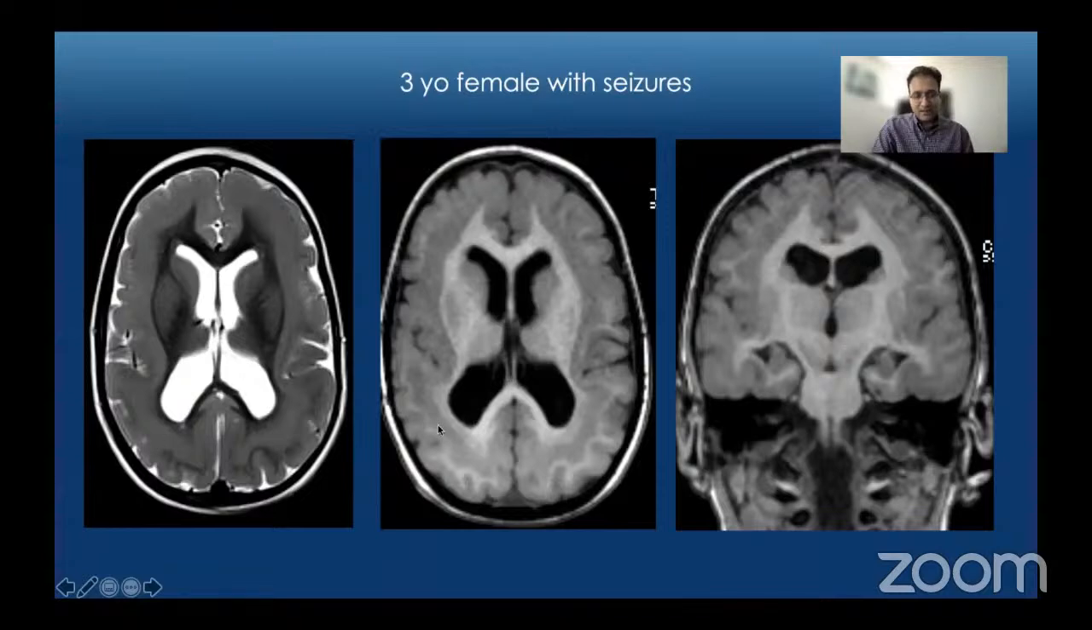The finding is probably seen a little better on T1 weighted images, where we see posteriorly relatively normal thickness of the cortex, a band of white matter, and then another band of gray matter. Anteriorly, it looks more like diffuse cortical thickening.